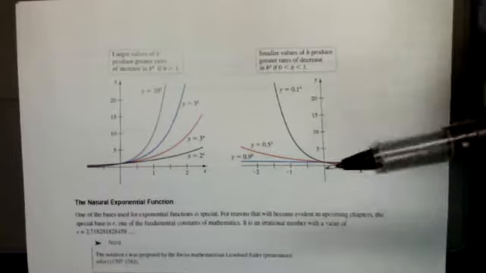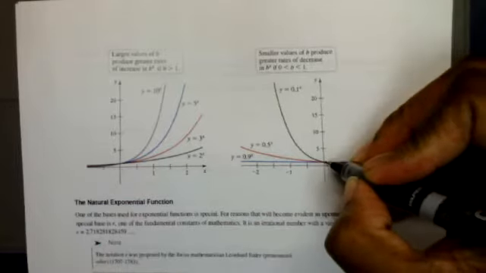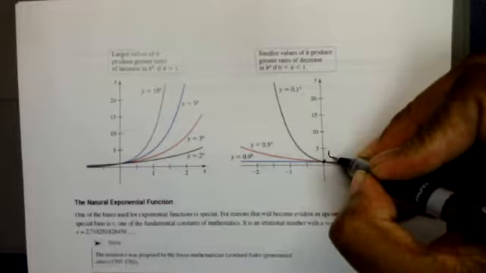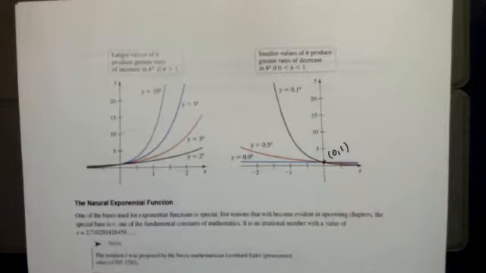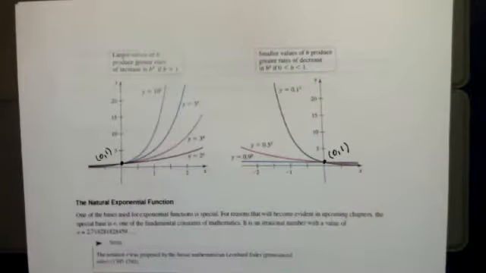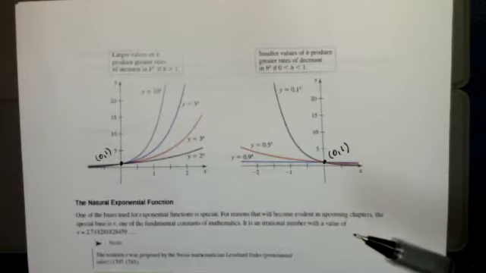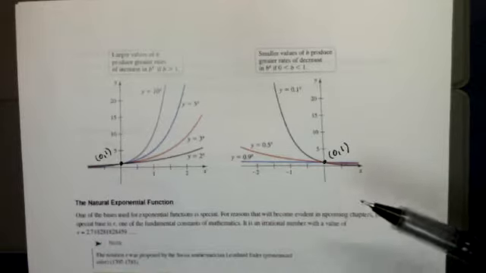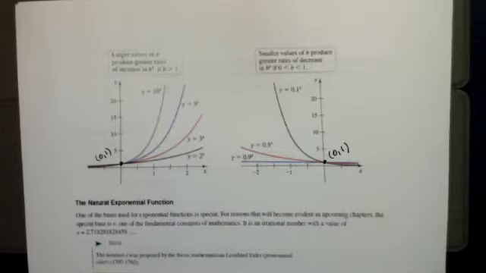But notice in all of these cases, the y-intercept is (0, 1). And that's always going to be the case. And the same thing here, the y-intercept is (0, 1). Because if you let x equal 0, whatever b is, with the exception of 0, raised to the 0 power is going to be 1.